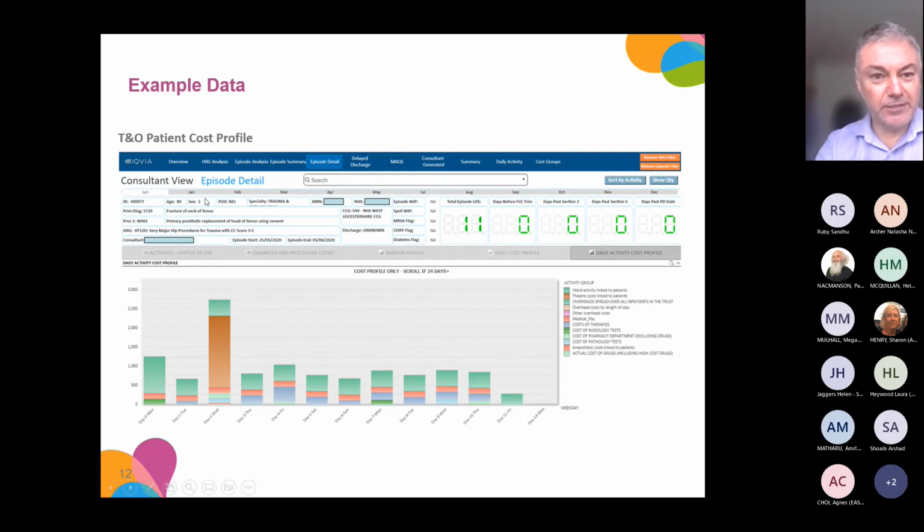You've got all the information at the top that says this was a fractured neck of femur patient. Patient was 80, non-elective. HRG was very major hip procedure with a complication score 3 to 5. It shows the episode start and episode end date. There is very, very detailed data that we can then build up to look at things at either consultant level, specialty level, or just procedure code level.